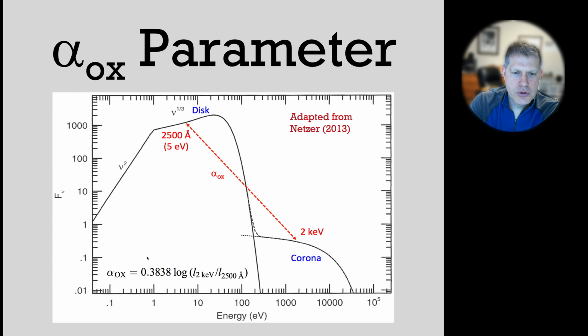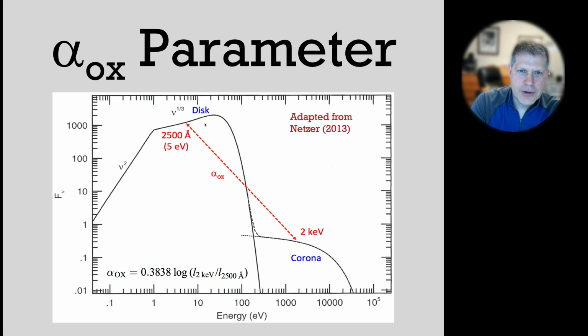Now this precise definition basically adopts there being a nominal power law between 5 electron volts and then 400 times up at 2 keV. This definition basically then corresponds to the slope of a power law between those two energies or those two wavelengths. That's what this thing is. But practically, it is a useful way of saying how strong is the corona compared to the disk.